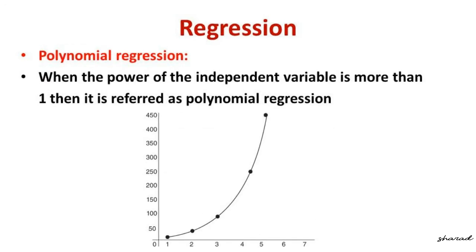Next, what is multiple regression? Multiple regression is an extension of linear regression. In linear regression, we have one predictor and one response variable, but in multiple regression, we have more than one predictor variable and one response variable.